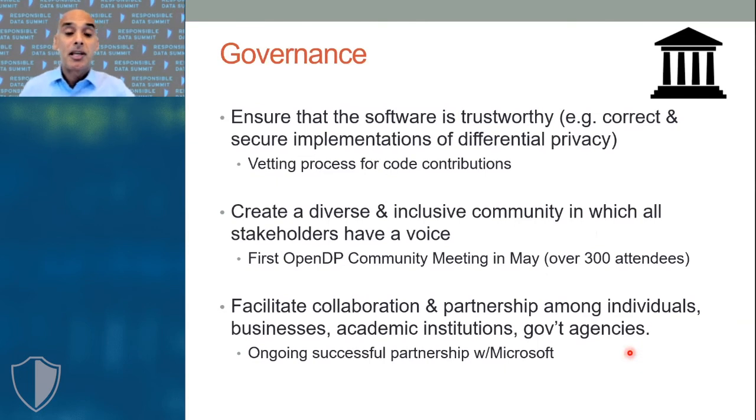The governance of OpenDP has several goals. First, to ensure that the software is trustworthy, and in particular has correct and secure implementations of differential privacy. For this, we have given serious thought to the vetting process for code contributions to OpenDP. We also want to build a diverse and inclusive community that gives all stakeholders a voice, and to this end, we were delighted at the level of attendance and engagement in our first OpenDP community meeting in May. Finally, building on our successful partnership with Microsoft, we aim to have extensive collaborations with academia, industry, and government, and need our governance model to help facilitate and manage these relationships.